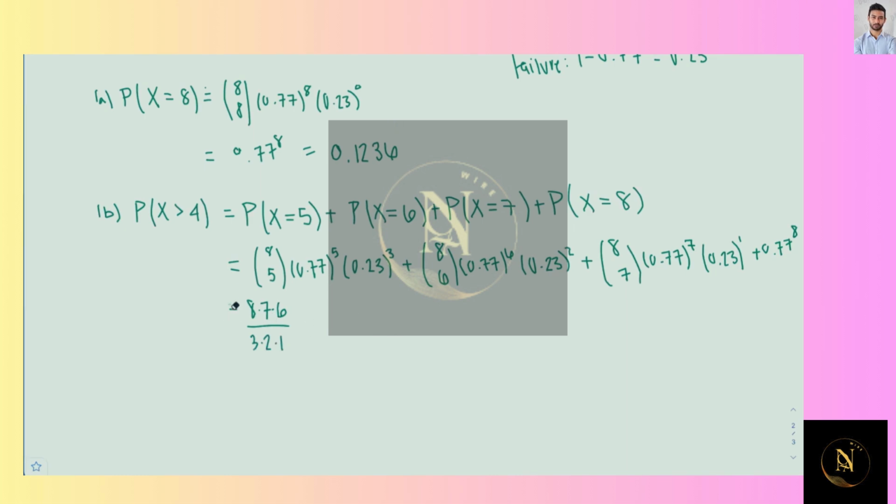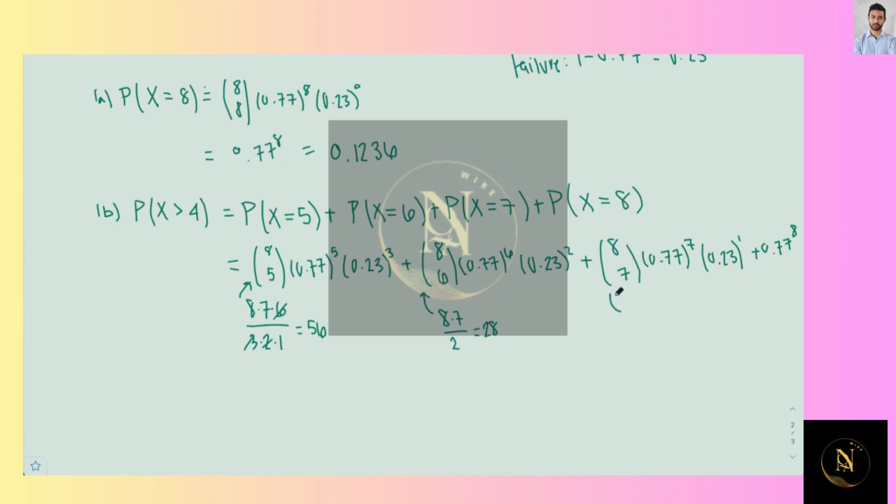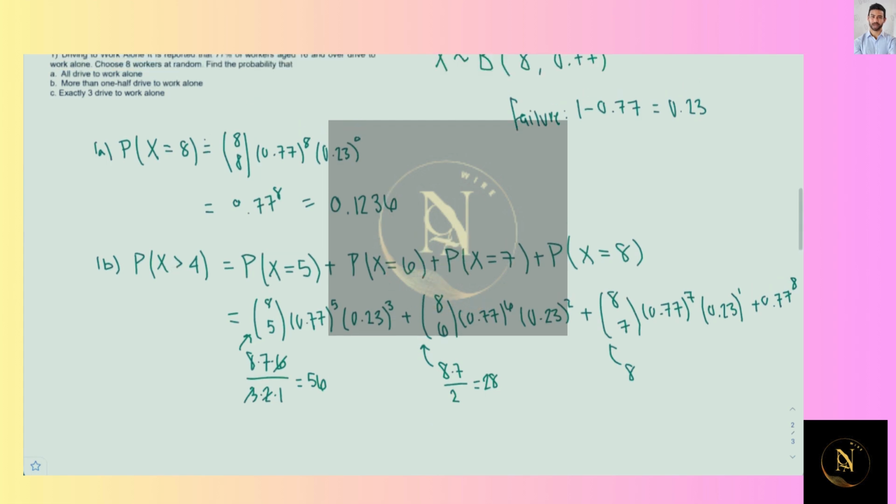So 6 cancels 3, 2. So this is really just 56 here. 8 choose 6 is the same as 8 choose 2. 8 times 7 over 2, which would be 28. And 8 choose 7 is just 8. So we go ahead and calculate this with our calculator.